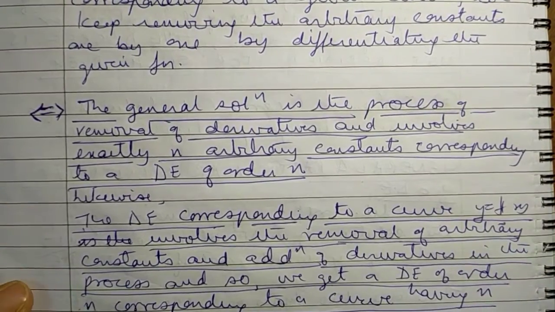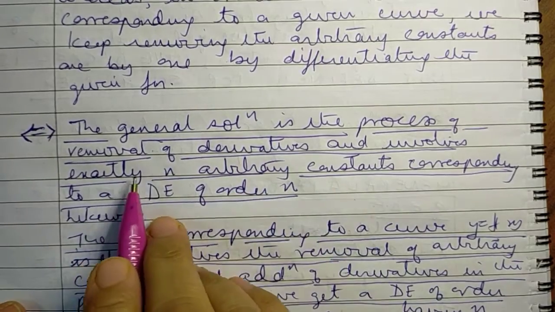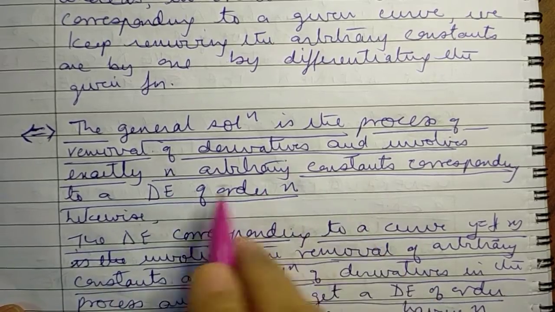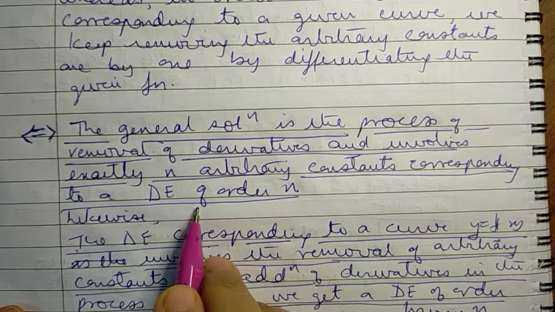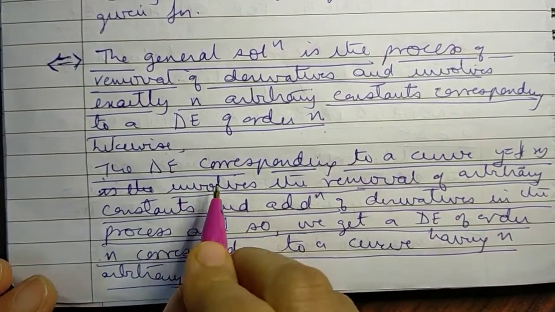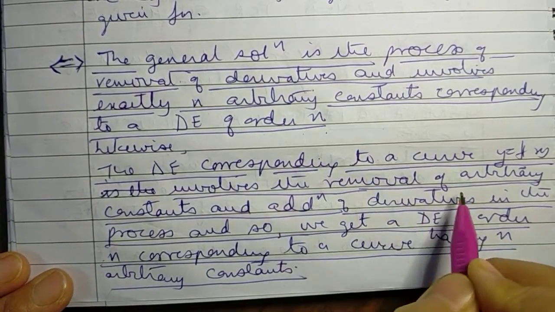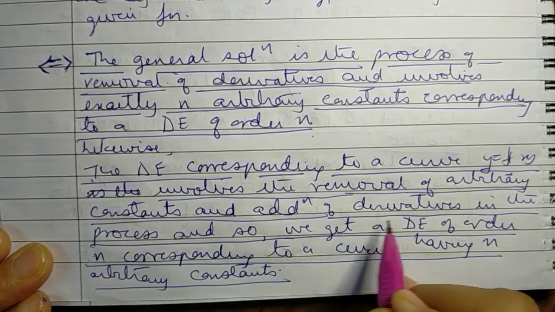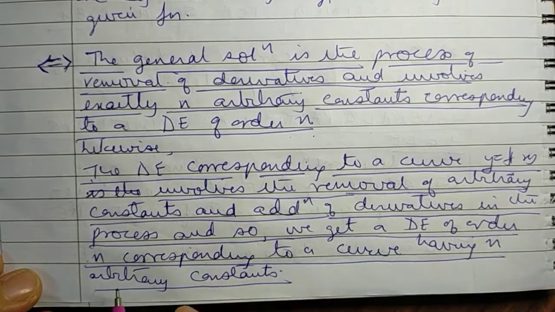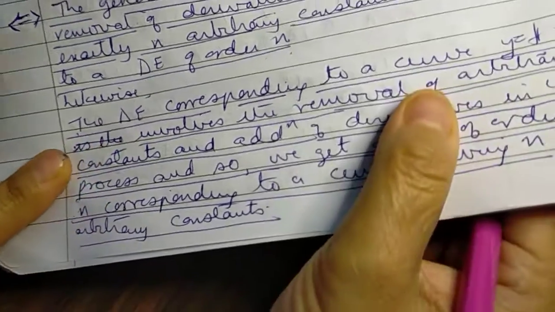One important point which we have to remember is that the general solution is a process of removal of derivatives and involves exactly n arbitrary constants corresponding to a differential equation of order n. Likewise, if you have to form a differential equation corresponding to a curve, it will involve the removal of the arbitrary constants and addition of derivatives in the process. And so we get a differential equation of order n corresponding to a curve having n arbitrary constants.